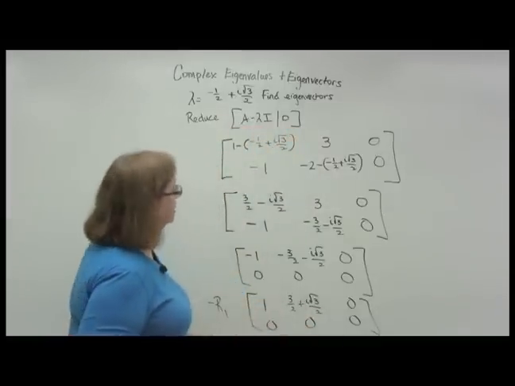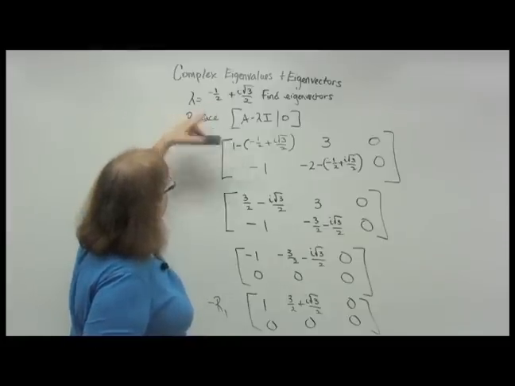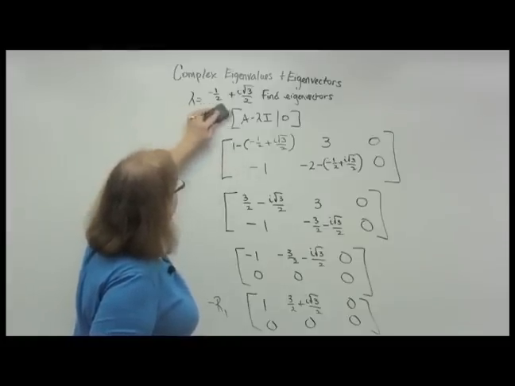Okay, so now let's take a look at what our eigenvectors are going to look like. So remember, this is for negative 1/2 plus i root 3 over 2.